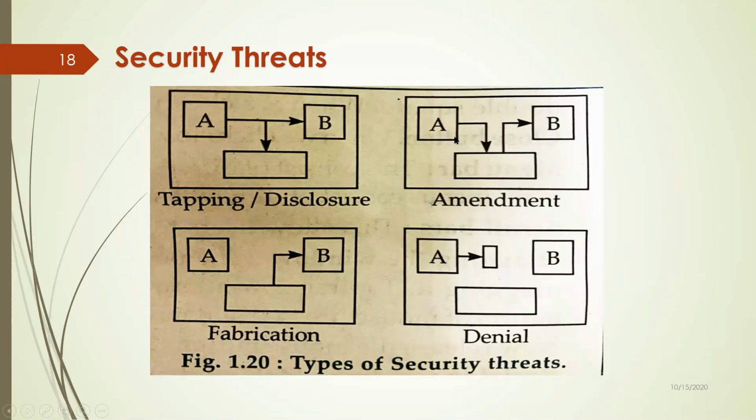And next is amendment. A is a sender, B is a receiver. A's data, instead of going directly to B, goes to the third party user, and the third party user amends something else. Then the data is sent to B, the receiver. So this is amendment.